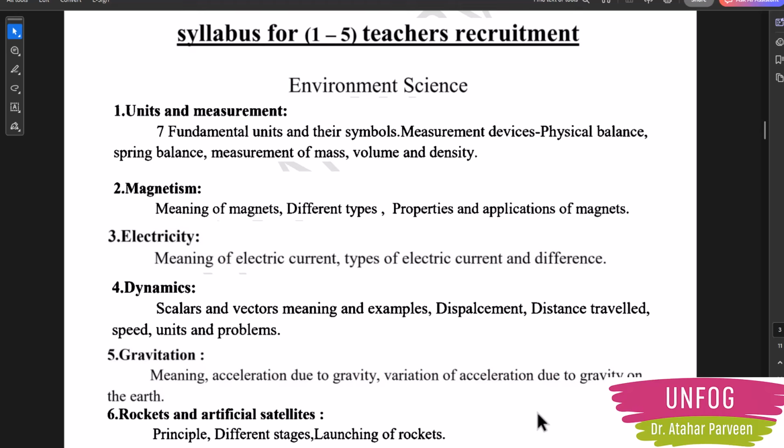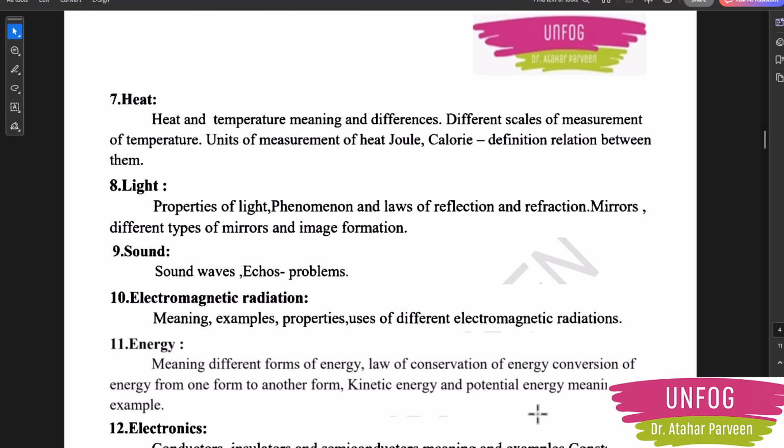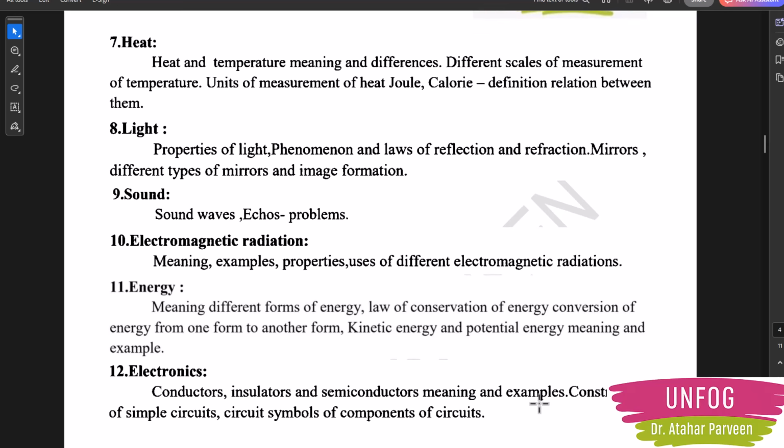And then we have gravitation. We know what gravity means, right? We have gravity related concepts. Then we have rockets and artificial satellites. Trust me, it is a very interesting topic. Then we have heat. What is heat? How do you measure heat? Like we measure heat by using temperature scales, right? So what are the scales of measurement? What are the units of measurement?